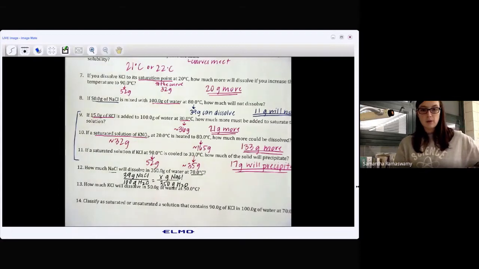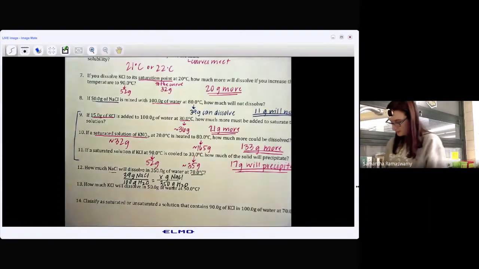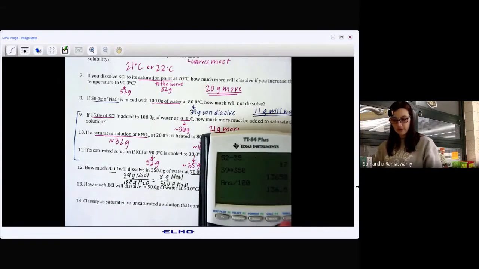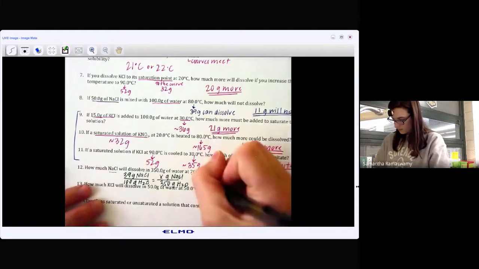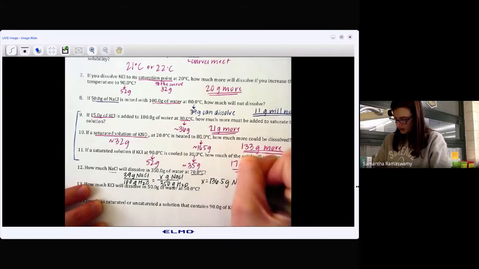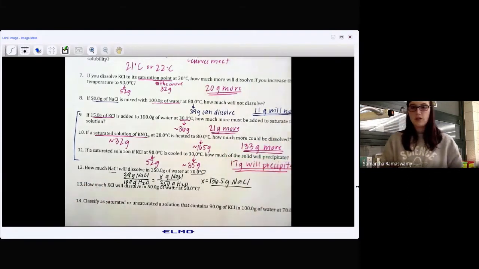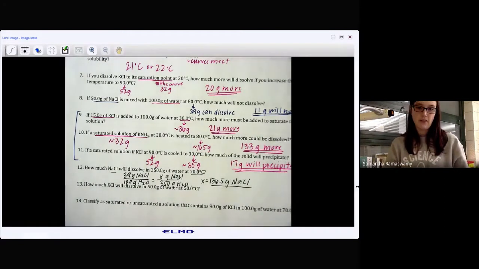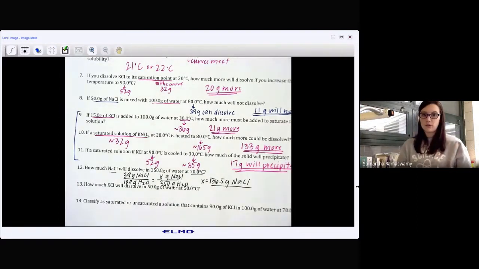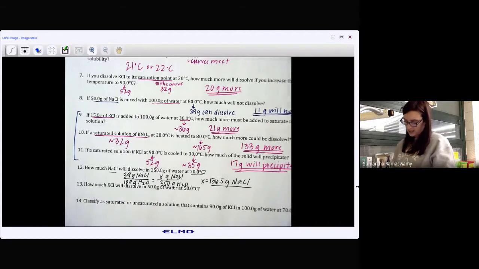And then I just set it up like a proportion. So then I can multiply 39 times 350 divided by 100, 136.5 grams of NaCl. So again, I'm still using the curve, but then I'm just applying that curve to a different scenario. So then number 13, how much KCl will dissolve in 50 grams of water at 50 degrees Celsius?